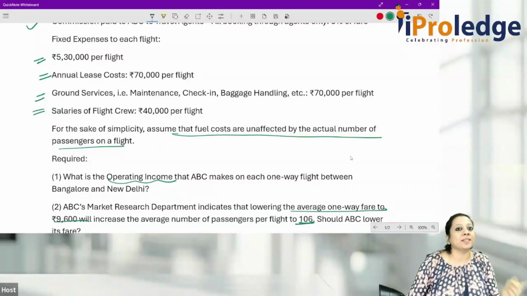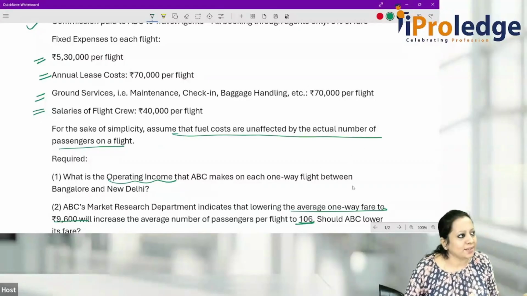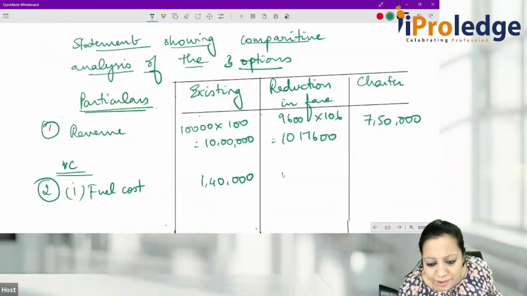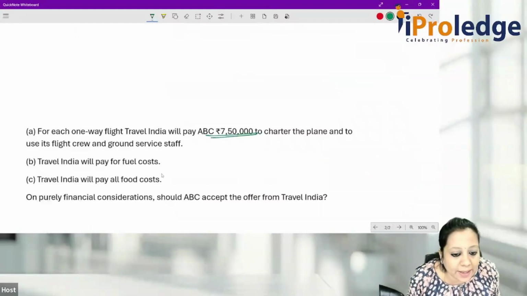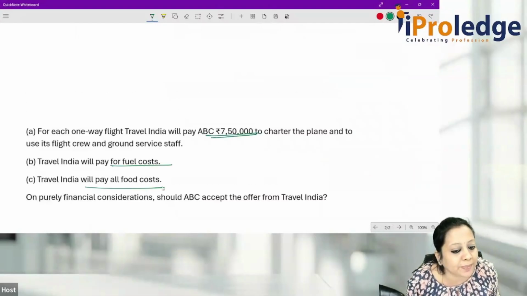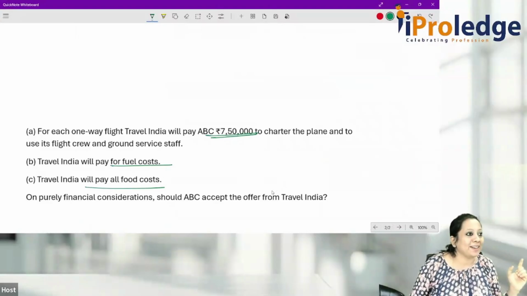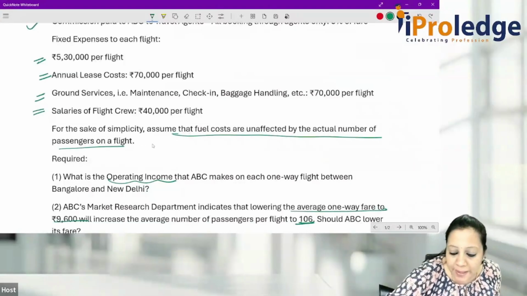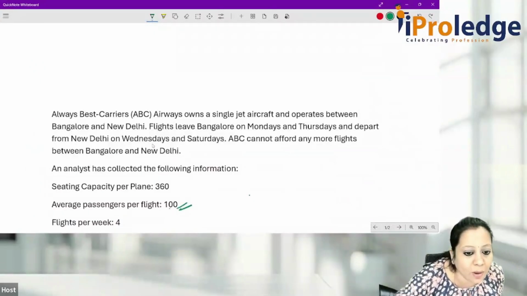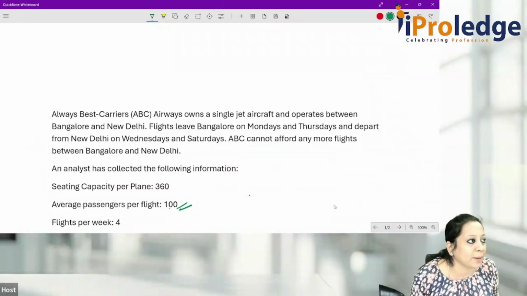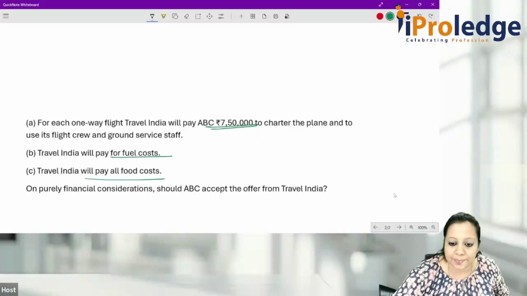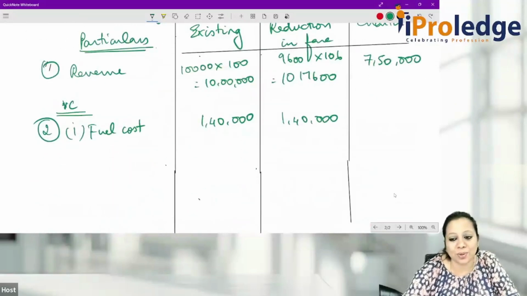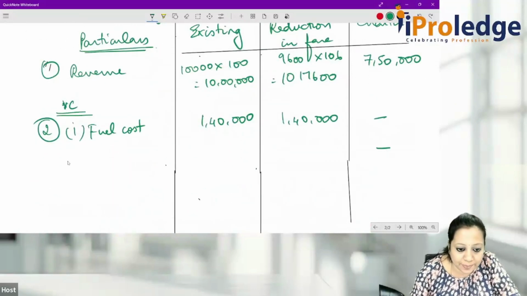What's the only difference? Fare and number of passengers. So let it be the same, 1,40,000. And in charter, fuel cost will be borne by Travel India. So we don't have to pay. What is the name of our company? ABC. Yes, Always Best Carriers is the name of our company. We are not bearing it. Understood? So it is going to be no fuel cost.